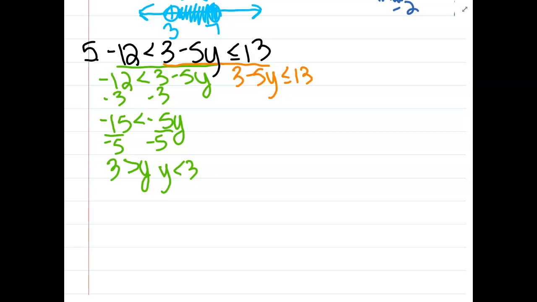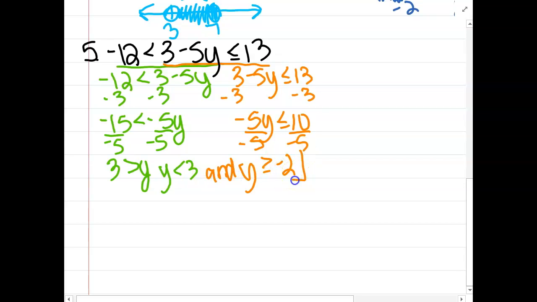Okay, and then the second one, follow the same steps. Subtract 3, negative 5y is less than or equal to 10. Divide by a negative 5. Flip the sign. So we have y is greater than or equal to negative 2.